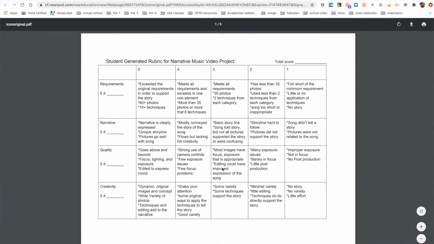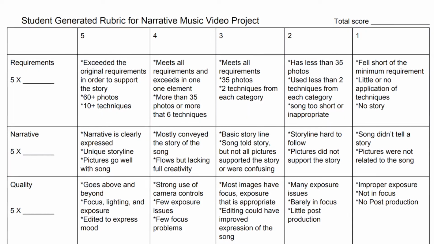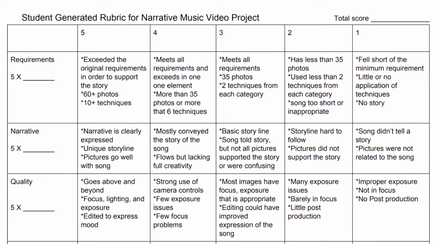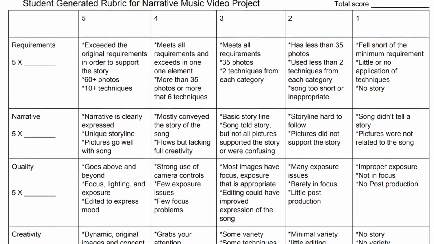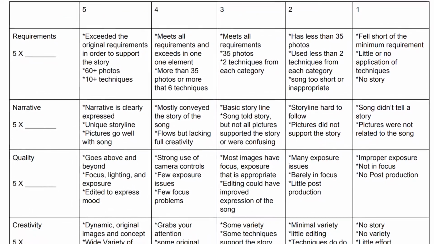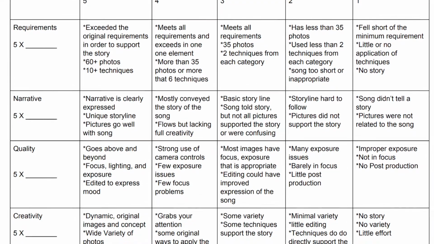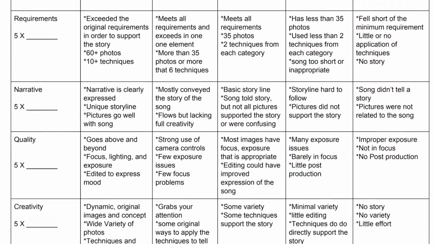What they decided is they wanted four main areas for their criteria. They wanted the requirements: did it meet all the requirements that we came up with as a class? Did it really speak to the narrative part? In that case it was a music video, so they were looking at whether it told the story of the song.